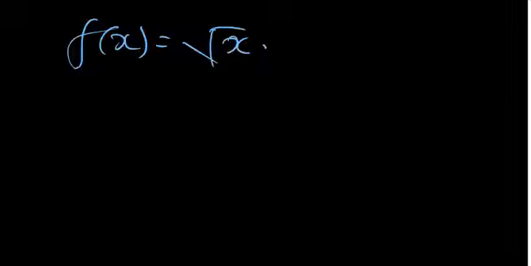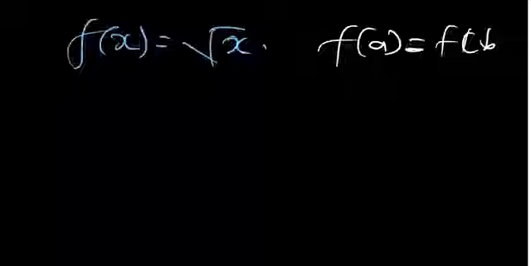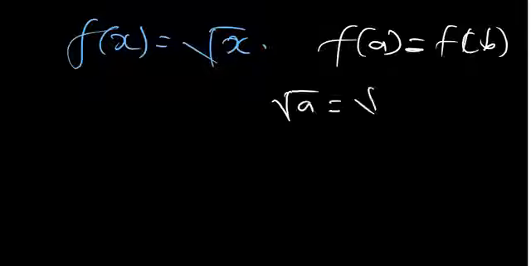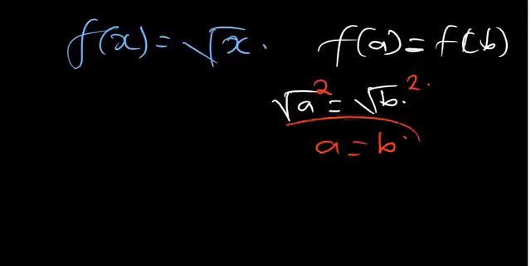Okay, so let's have one more example. Let's say we have f of x equal to the square root of x. Let's see if this function is one-to-one. So a function is said to be one-to-one if f of a is equal to f of b. So we're going to say the square root of a has to be equal to the square root of b. Okay, so I can square both sides to remove the square root. So if I do this, I'm going to find that a will be equal to b. So this function is one-to-one.